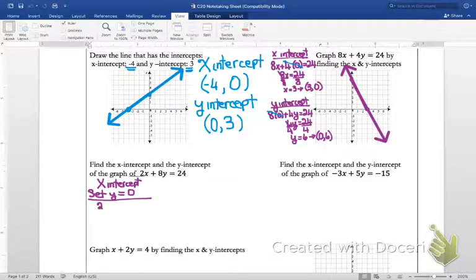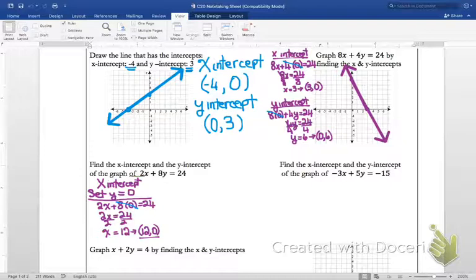Now, here's how I do that. I take my equation, 2x plus 8. I'm going to throw the y away, put 0 in its place, and then I'm going to solve this. And when I do, I get x equals 12. But it's not x equals 12. It is an ordered pair where the x value is 12, the y value is 0. That is my x-intercept. Make sure you are expressing it as an ordered pair.